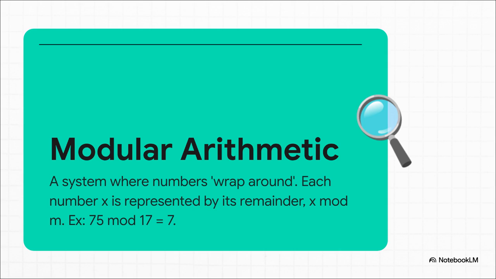And here's the core idea. I like to call it clock math. You pick a number, which we call the modulus, and from then on, you only care about the remainder when other numbers are divided by it. So for example, if we're working with a modulus of 17, then the number 75 is basically the same thing as the number 7, because 75 divided by 17 leaves a remainder of 7.